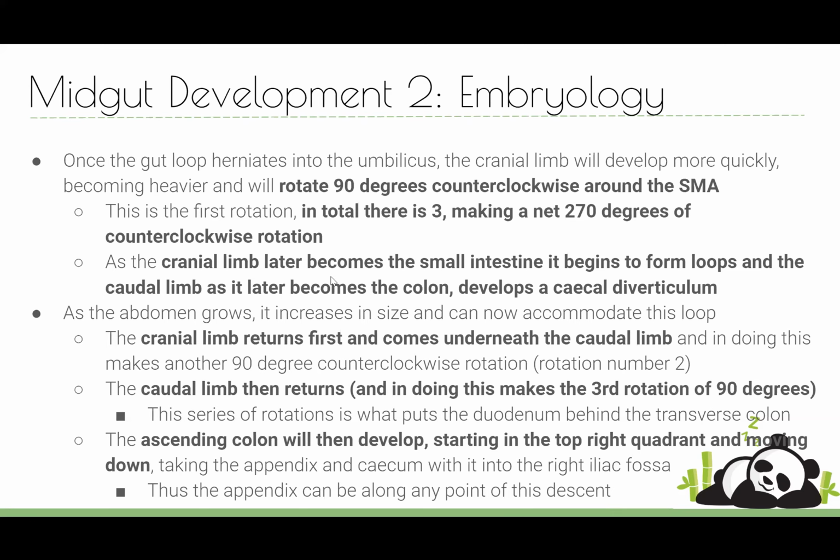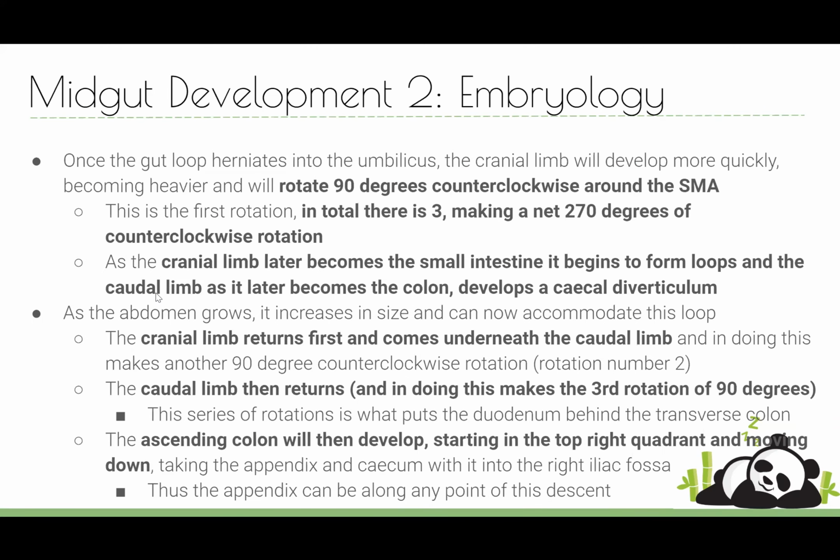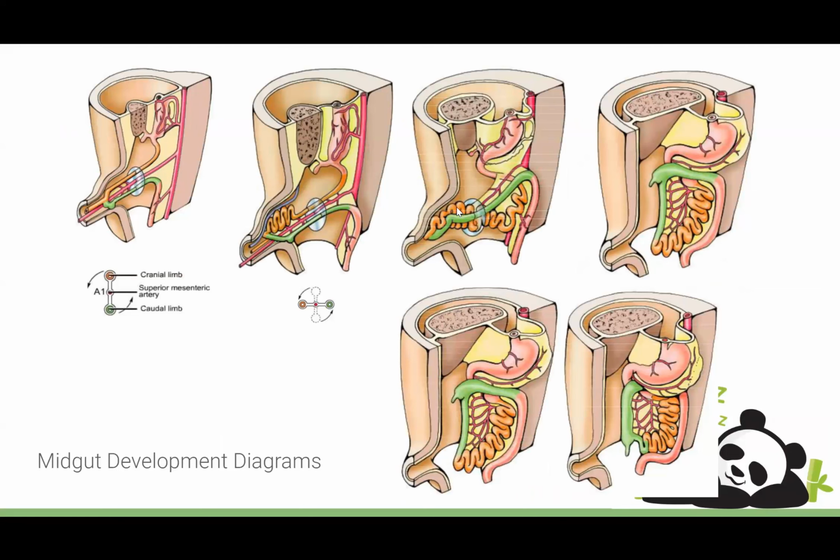So as the cranial limb becomes the small intestine, it becomes a formed loop. So it forms this sort of loopy thing. The caudal limb, which eventually becomes the colon, will develop this cecal diverticulum, this little bump. As it grows, the cranial limb will come back first and come under the caudal limb. So this orange bit comes in first and will bring with it the caudal, or the green one, as it comes back.